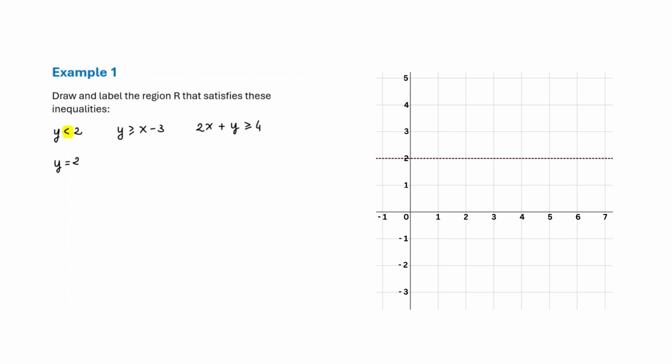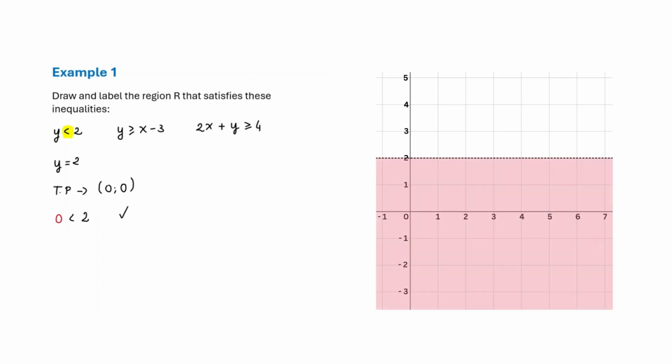Now we need to decide which side satisfies the inequality. We can use a test point. A test point is any point that is not on the boundary line. Here we can use the point with coordinates (0, 0) because it makes the calculation easier and faster. Substitute y is equal to 0 into the inequality. We get 0 is less than 2. This is true, so the point (0, 0) satisfies the inequality. Therefore, we shade the side that contains this point. For y is less than 2, this means we shade below the line y is equal to 2. This shows the part of the graph that satisfies the first inequality.